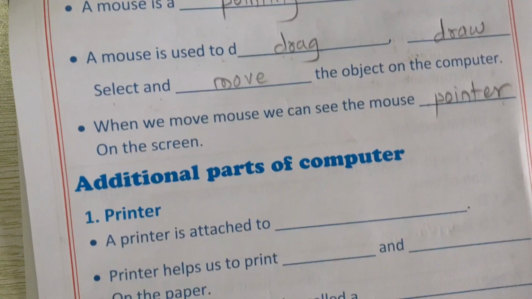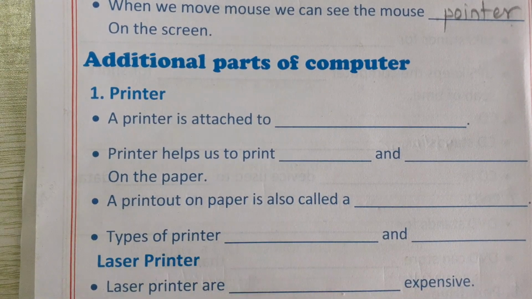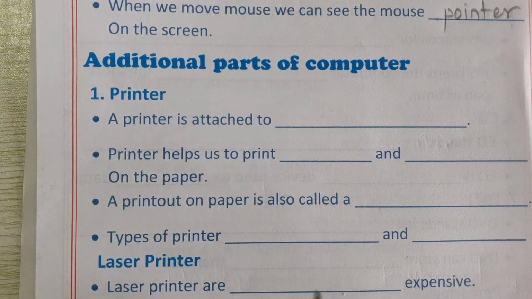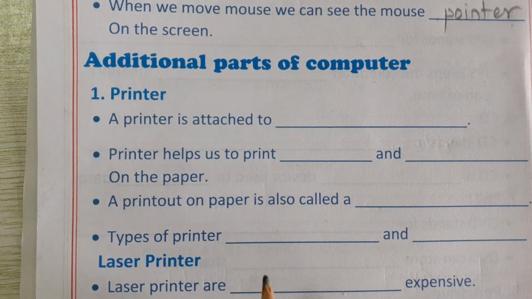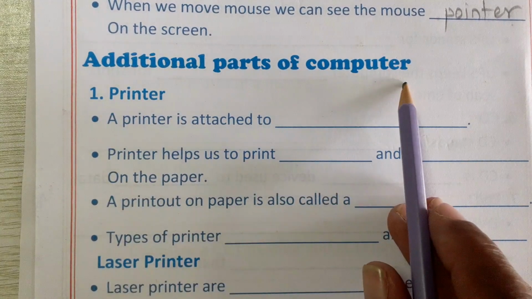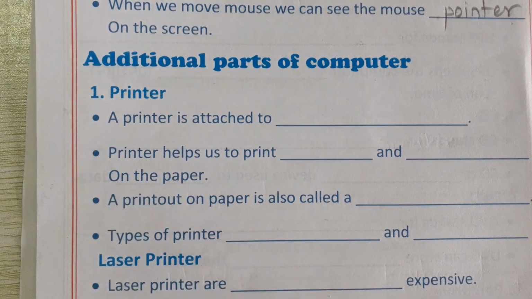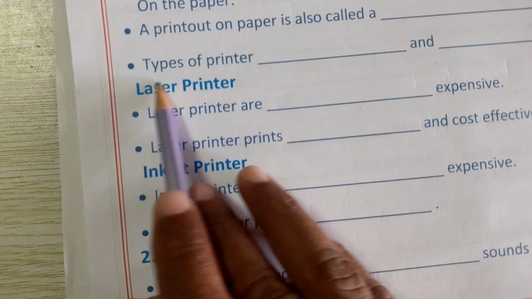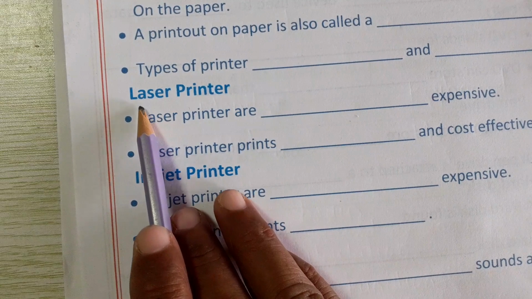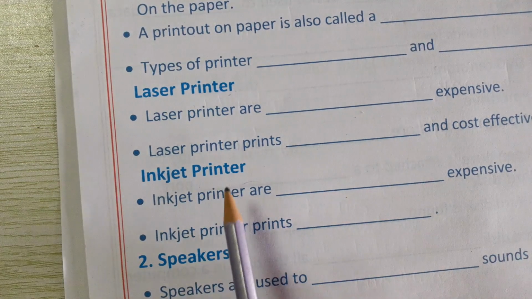Okay? Now next is additional parts of computer. There are 4 parts: CPU, keyboard, monitor and mouse. Other than these there are additional parts of a computer. Which are the additional parts? See, printer. Then again types of printer: laser printer, inkjet printer. These are the 2 types of printer.